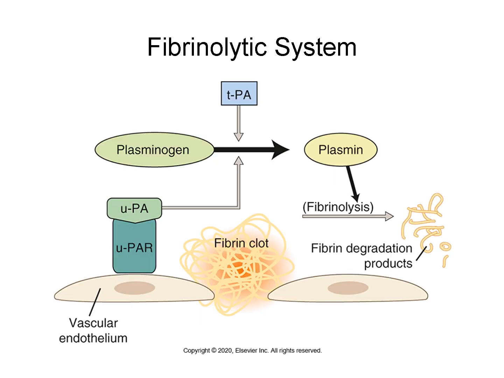The fibrinolytic system is responsible for breaking down clots once they've served their purpose. Plasminogen, an inactive precursor, is converted into plasmin by tissue plasminogen activator. Plasmin then degrades the fibrin mesh into soluble fragments. This system helps restore normal blood flow and prevents clots from persisting too long or forming where they aren't needed.